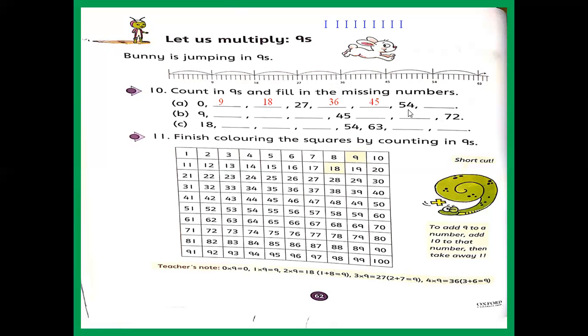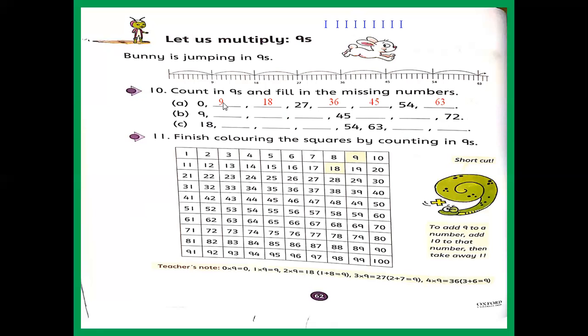It is already written. It is the same as page number 60, but the difference is there we were counting 8s and here 9s. After 54, 55, 56, 57, 58, 59, 60, 61, 62, 63. Right here, 63. Okay. So after 9, now no need to count.